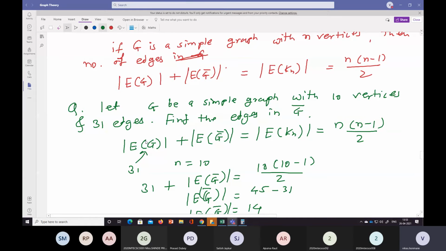Let G be a simple graph with 10 vertices and 31 edges. Find the edges in G bar. Okay, so what is given over here? 10 vertices and 31 edges. Okay, so E of G plus E of G bar is equal to E of Kn, okay, and which is equal to n into n minus 1 by 2. So this is related to simple complete graph.